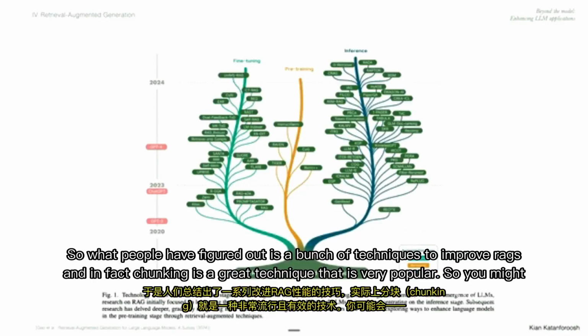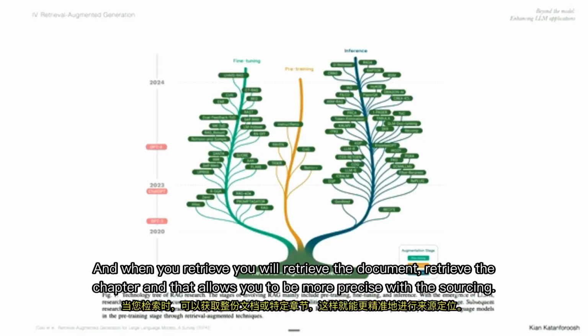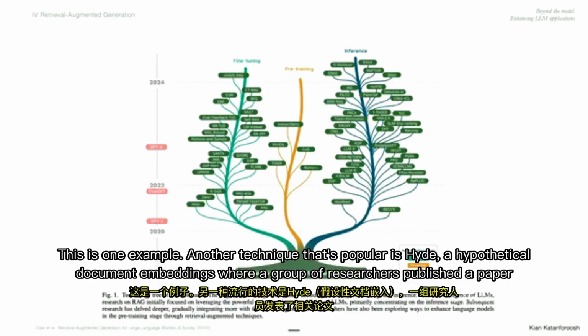So what people have figured out is a bunch of techniques to improve RAGs. And in fact, chunking is a great technique that is very popular. So you might actually store in the vector database the embedding of the full document. And on top of that, you will also store a chapter level vector. And when you retrieve the document, you retrieve the chapter, and that allows you to be more precise with the sourcing. It's one example.